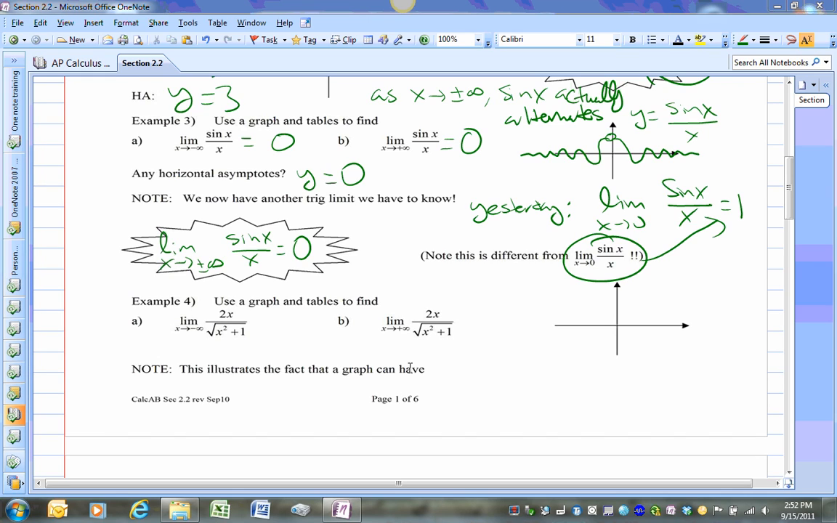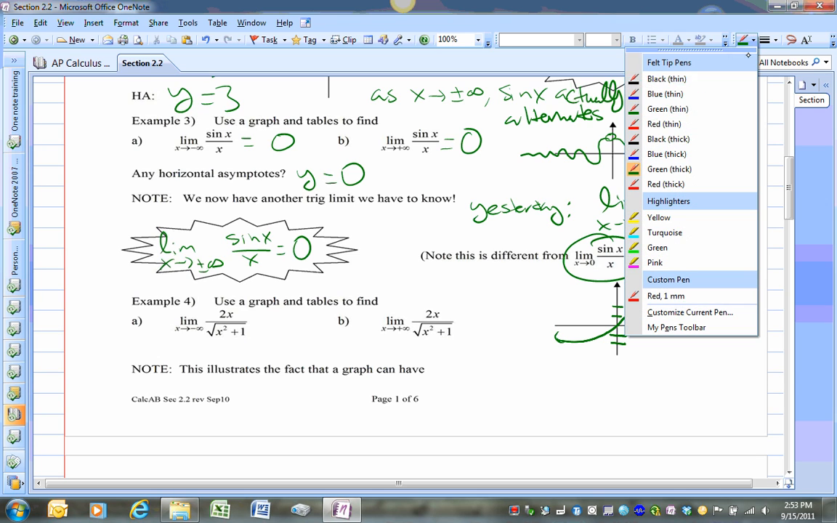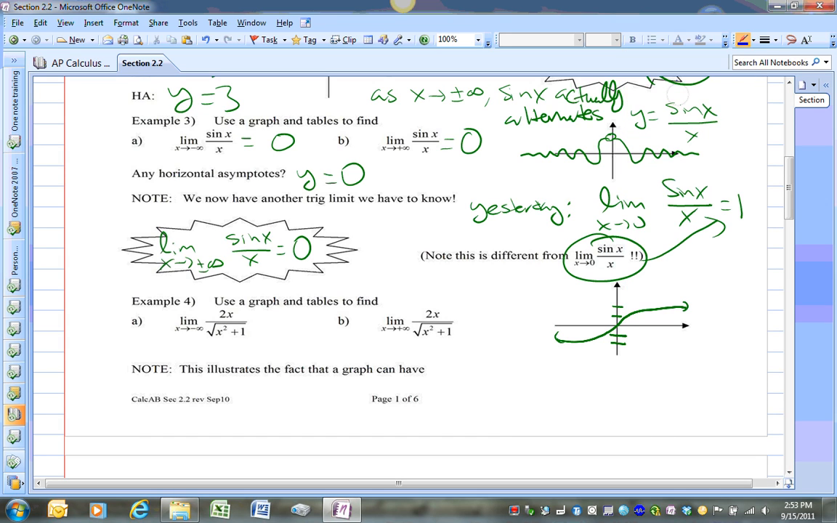Okay, so the graph looks like this: 1, 2, 1, 2. So we have horizontal asymptotes at two places: at y equals 2 and y equals negative 2. So this illustrates the fact that we could have two horizontal asymptotes. So we have negative 2 and we have positive 2.